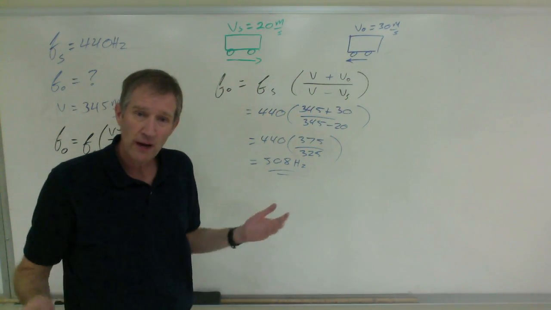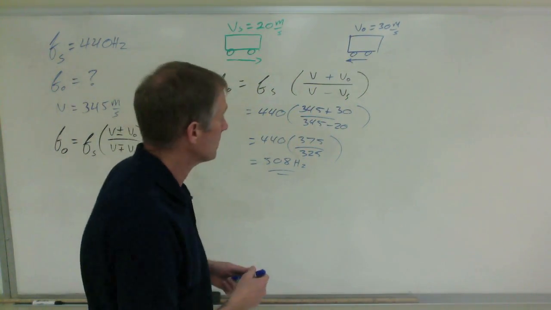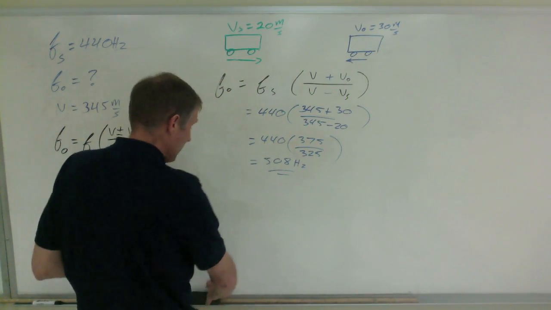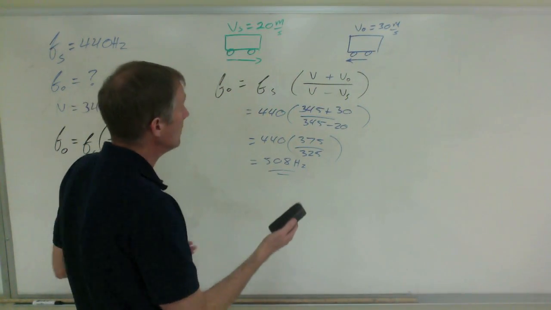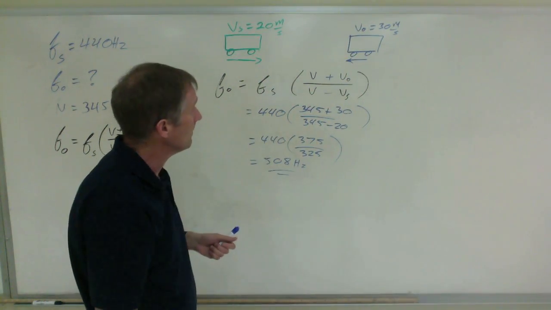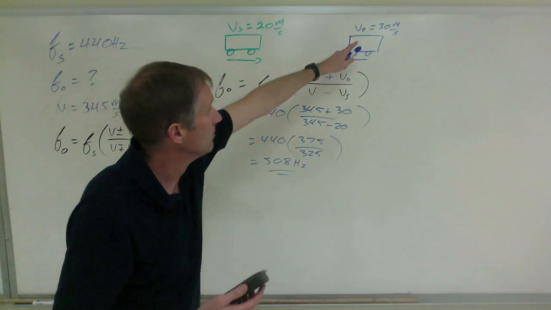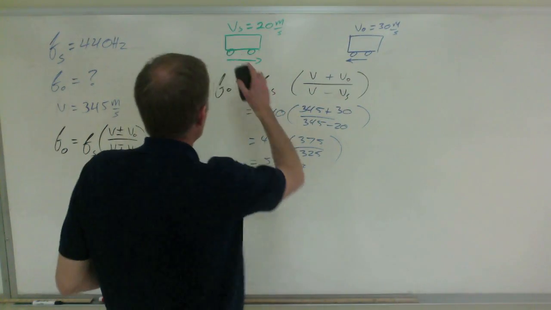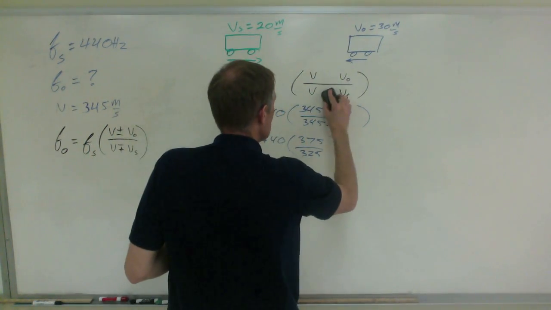Now the next question is, what happens once they pass each other? So thank goodness they missed each other. And now they've passed each other, and keep going. The blue keeps going that way to my left, and the green keeps going that way to my right. What is the observer, the blue one, going to hear? So let me redraw it. Erase these.